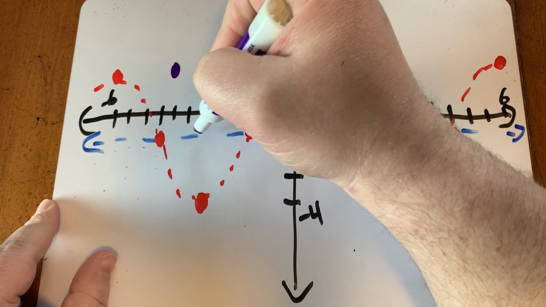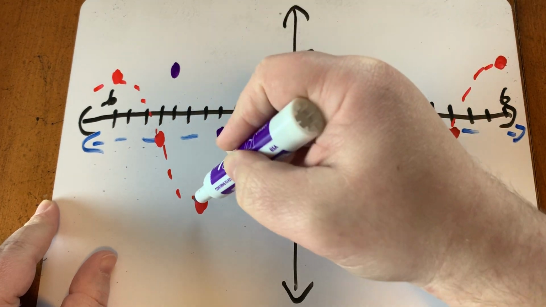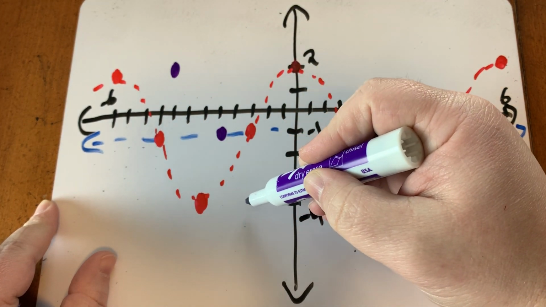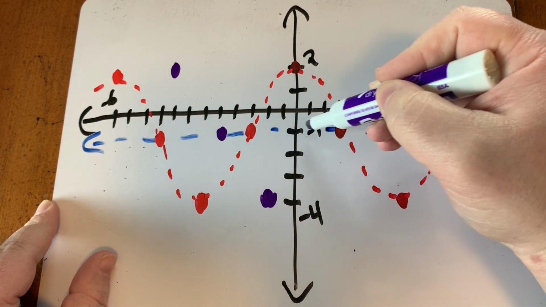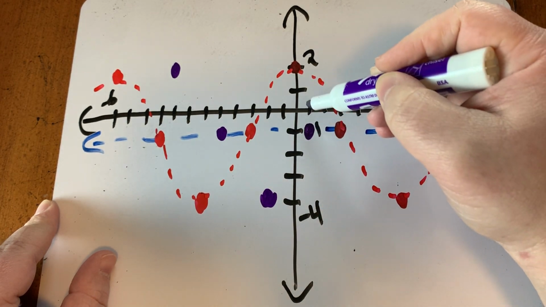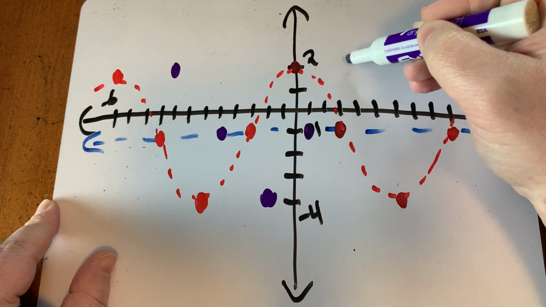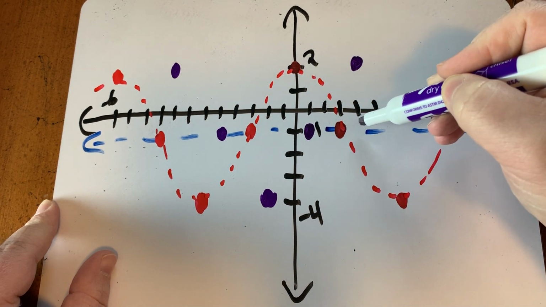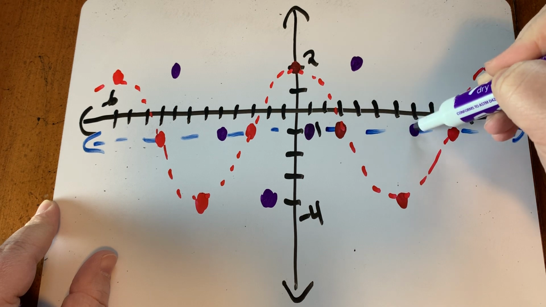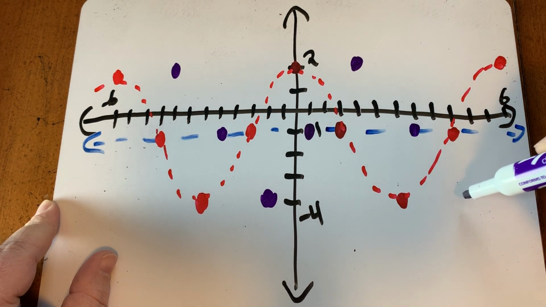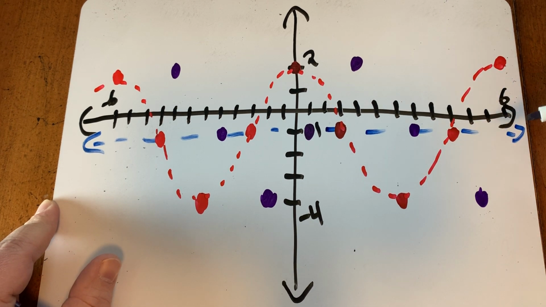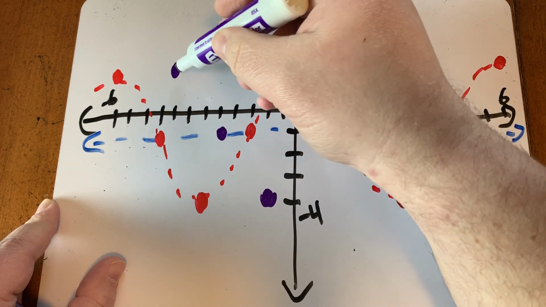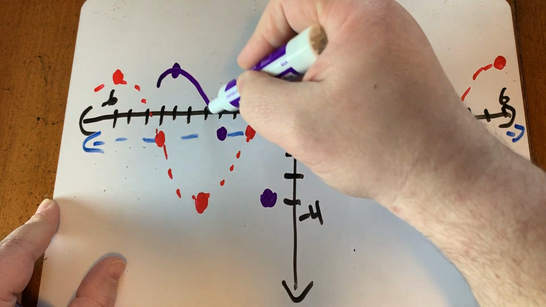This point, 1, 2, 3, 4. This one, 1, 2, 3, 4. This one, 1, 2, 3, 4. This one, 1, 2, 3, 4. And again, 1, 2, 3, 4. 1, 2, and that's going to be off the graph. So we have this curve.